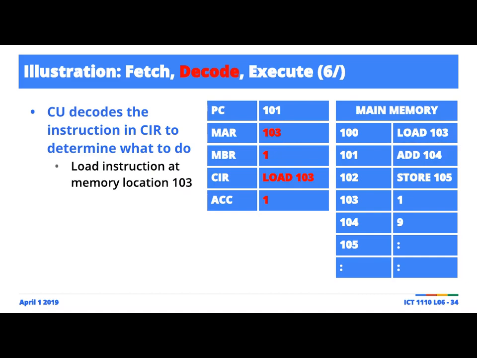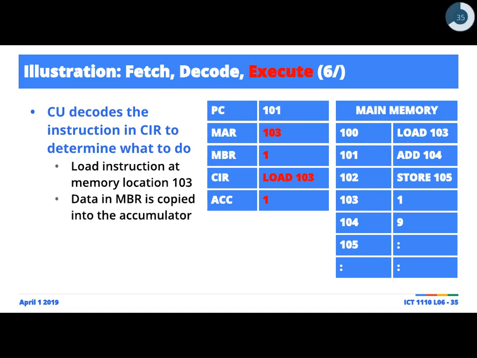We said load 103, this is an instruction. Once the control unit decodes the instruction, it realizes I must load a value from address location 103, which is why we have the 1 here. This is the data now, right? So this 1 is going to be pushed into the MBR, and then copied into the accumulator because it's data.